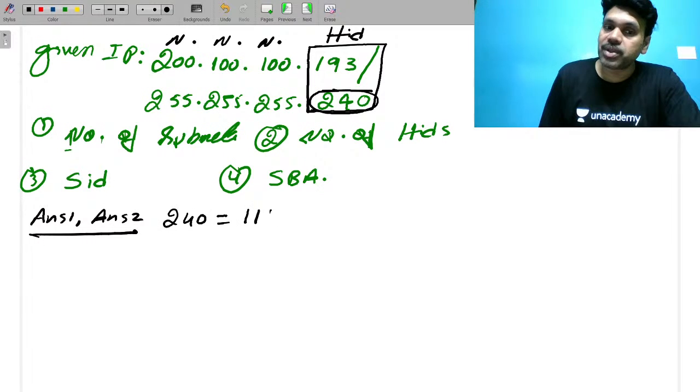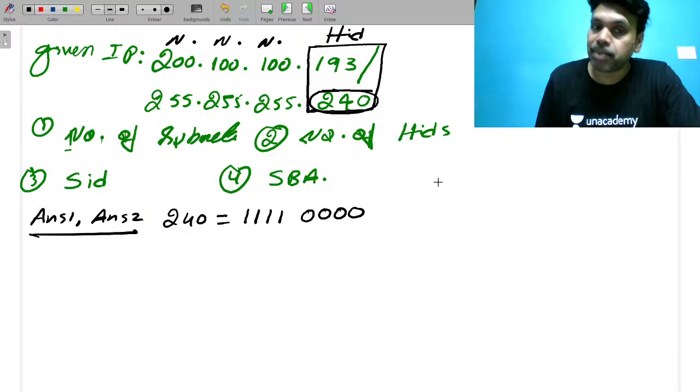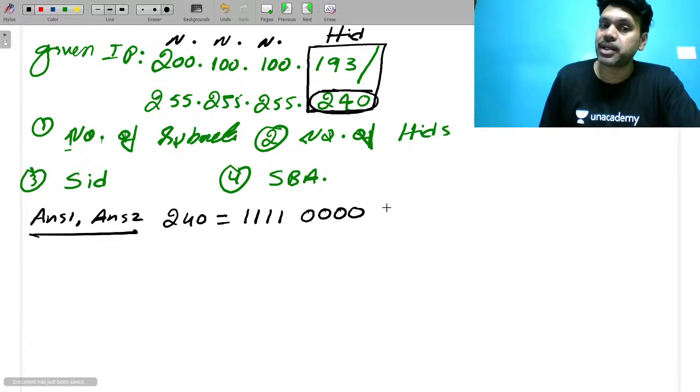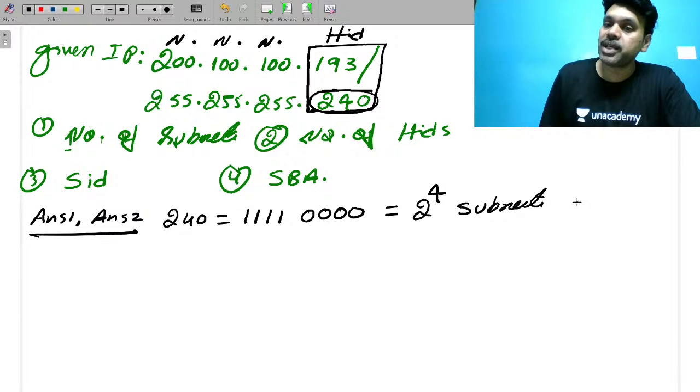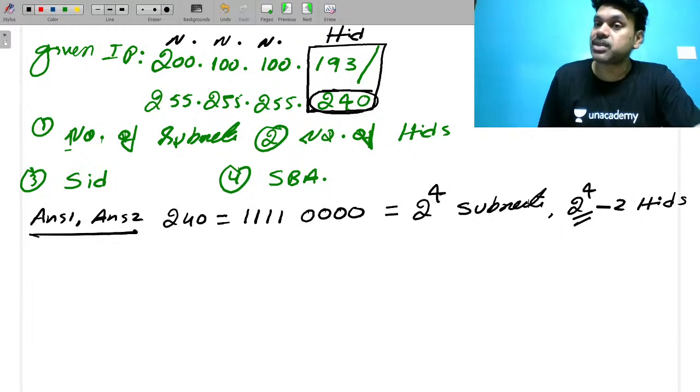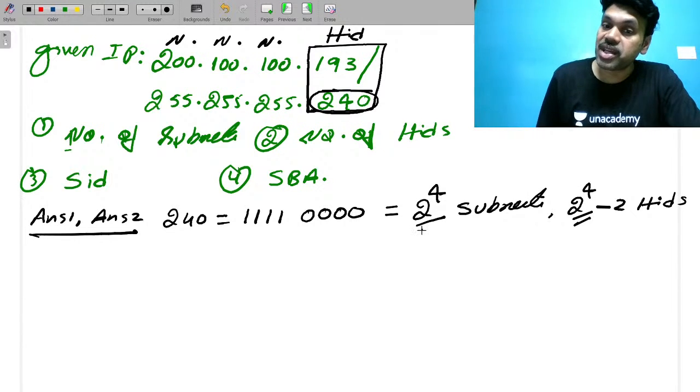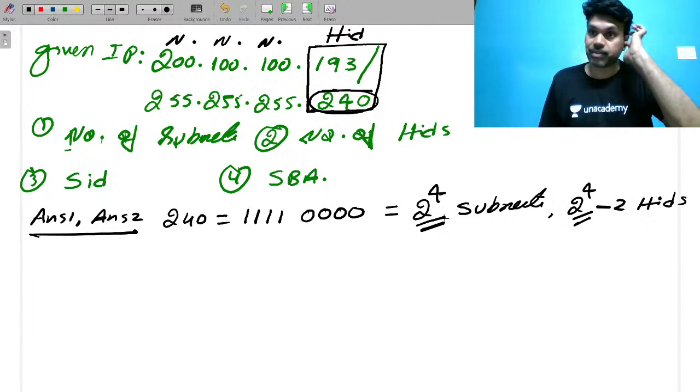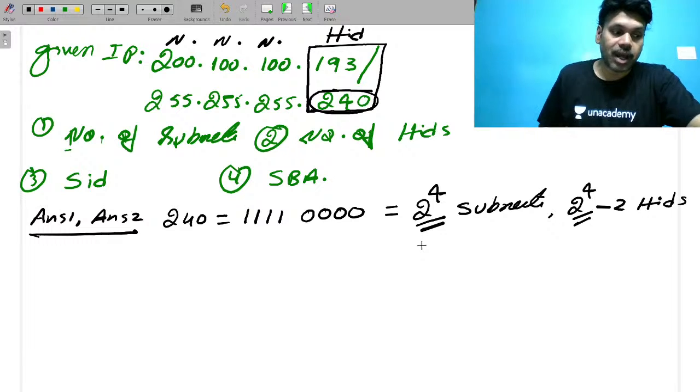So I want to know how many bits are subnetted in the HID part of your subnet mask. So 4 bits are subnetted. That's it. You got 2 power 4 subnets. And how many HIDs? 2 power 4 minus 2 HIDs are usable. But your subnetwork size is 2 power 4, 16 HIDs, and 16 subnets you are going to get. Okay? Now listen carefully.